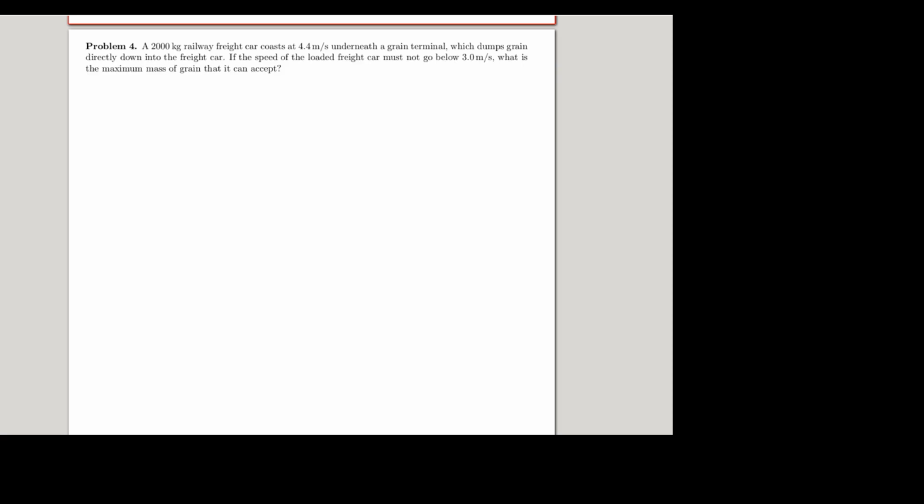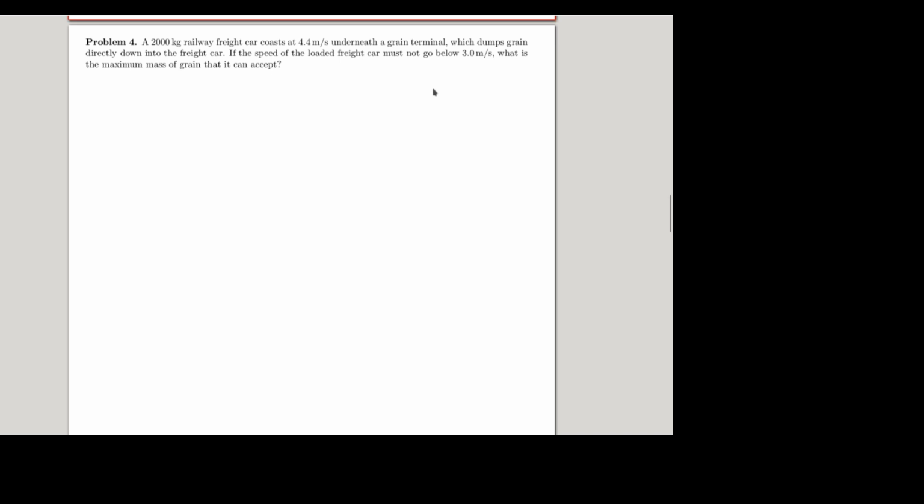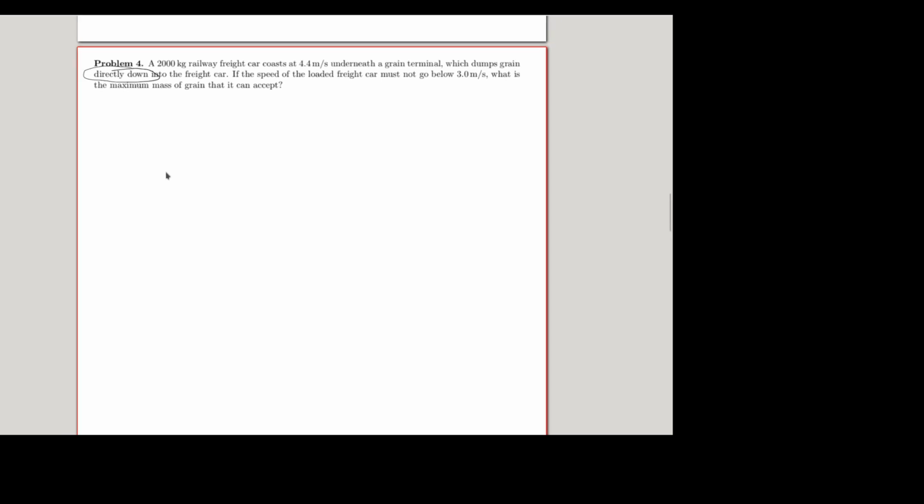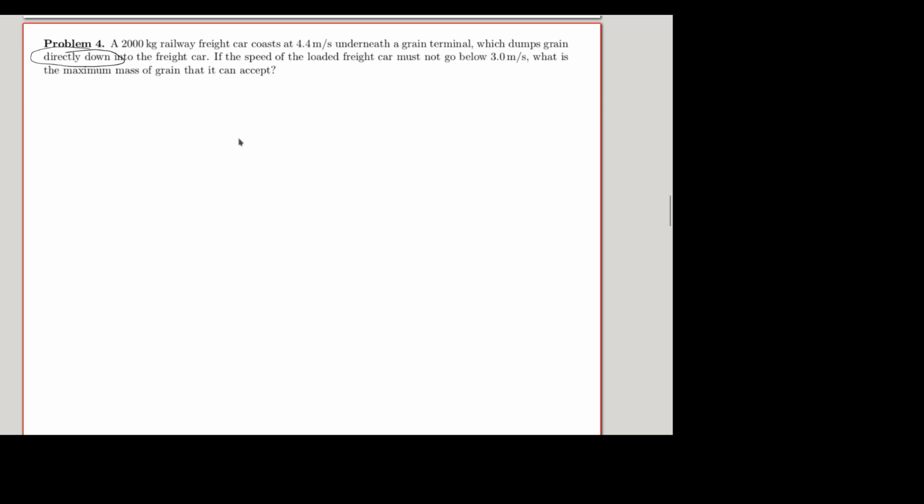Problem 4 here asks you about a grain terminal dumping grain into a freight car. It's dumped straight down, so the grain does not carry with it any momentum in X. Let's draw a little cartoon of what's going on.